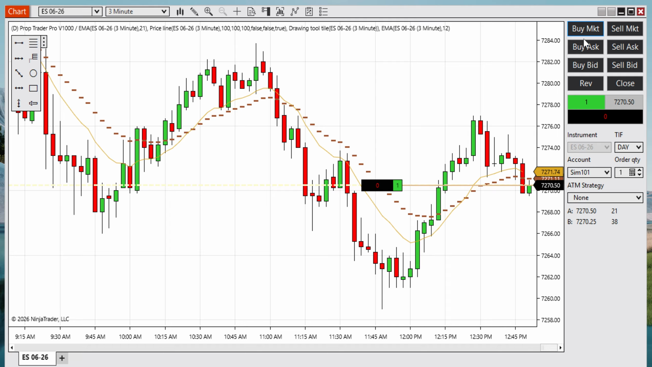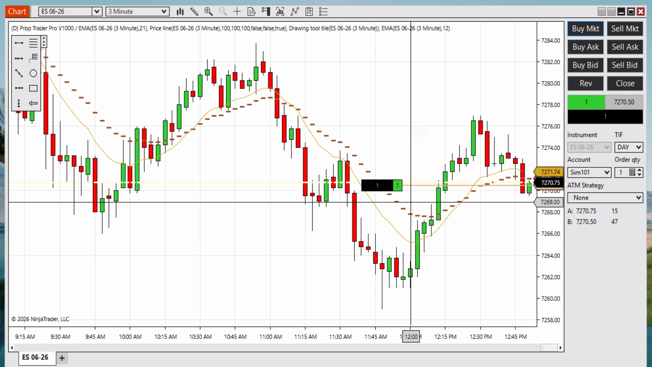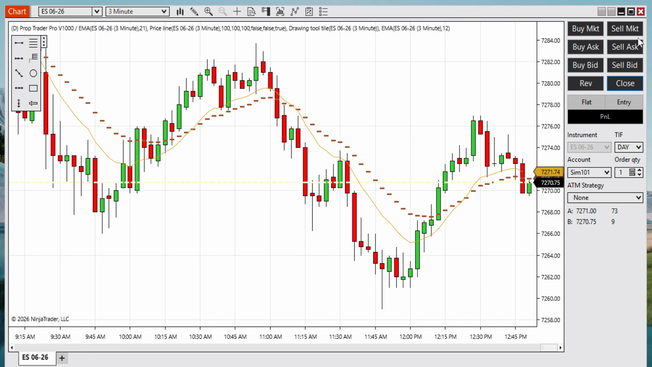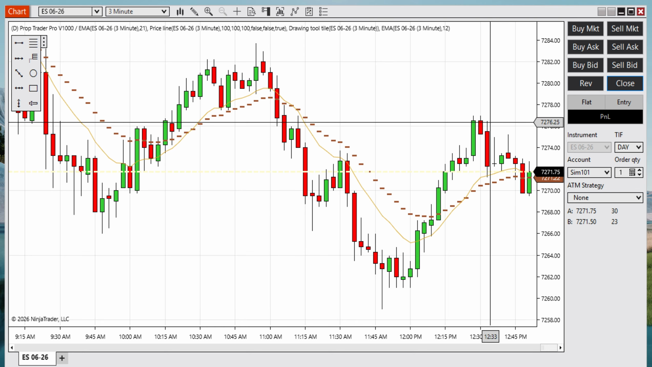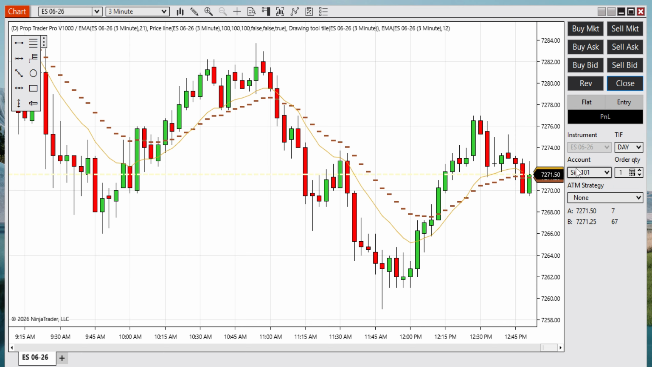Observe that whenever I take a trade, there is one entry line, and I don't have anything protecting me from taking profit or stopping the loss. I don't have any protection. Those are naked trades or plain trades. That's because we are working on the sim account, but our ATM strategy is none.